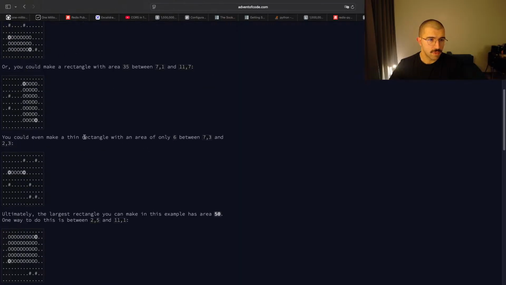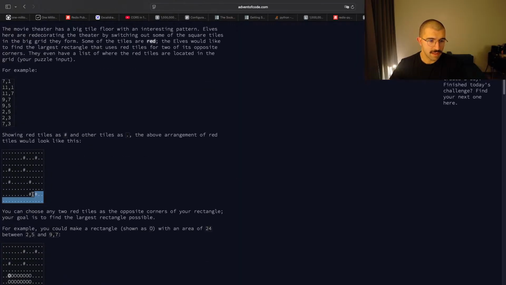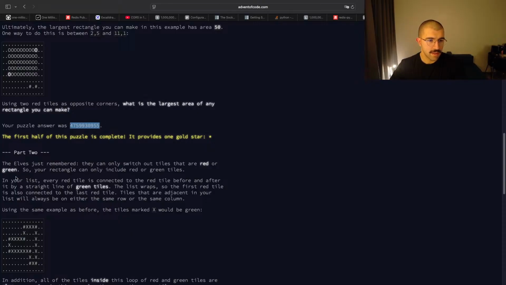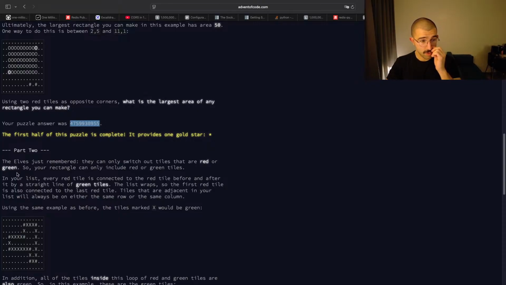To remind the question, basically we were given this grid, and these square tiles are our positions, and we are expected to find 2 tiles that create the biggest rectangle, and we'd like to have the area of this rectangle. We've done it. The answer was this. Now we are going on to part 2.